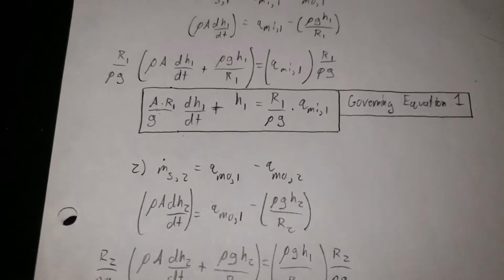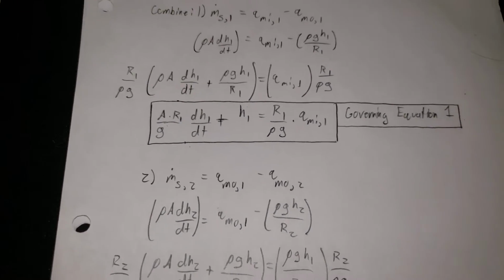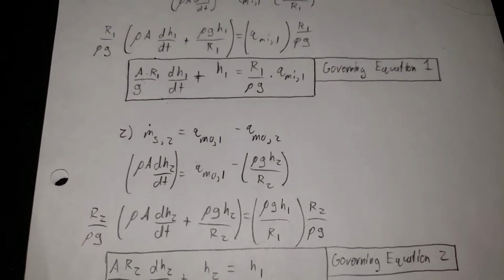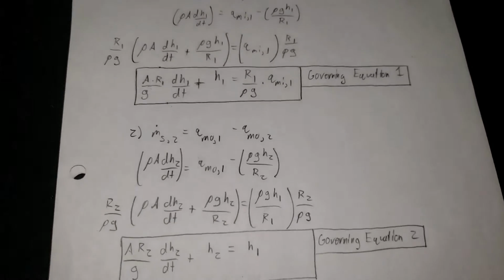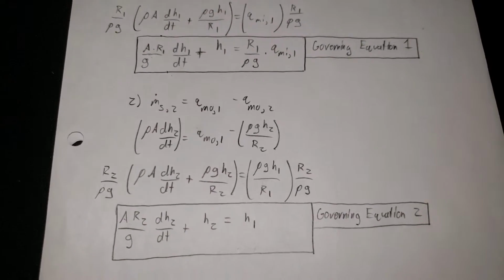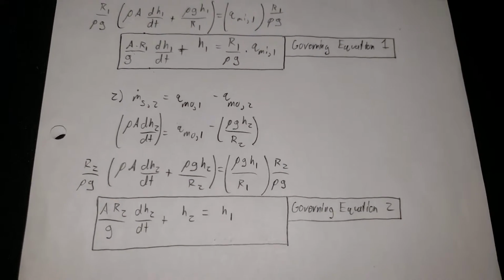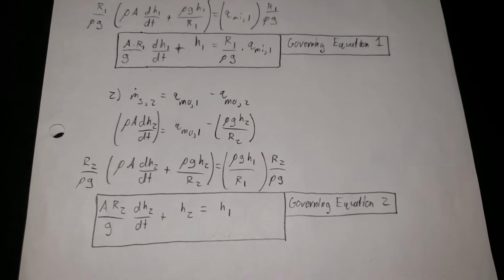We'll do the same idea with the second mass conservation equation, which we know what m-dot S2 is and QMO2 is. We'll plug that into the equation, rearrange as well, and this is our second governing equation.